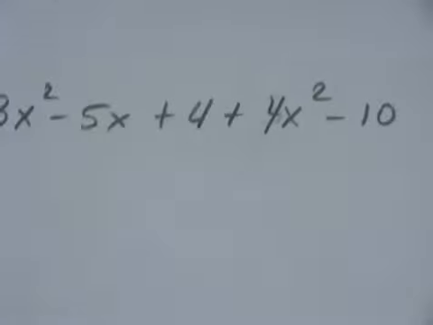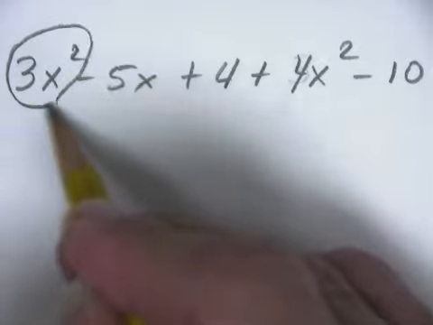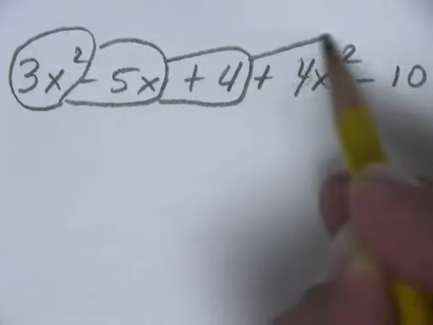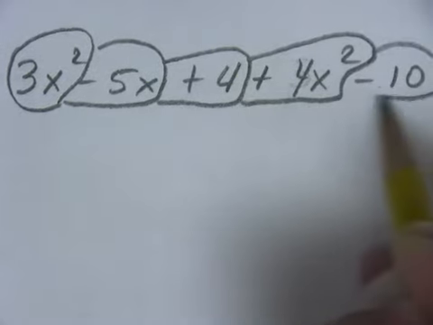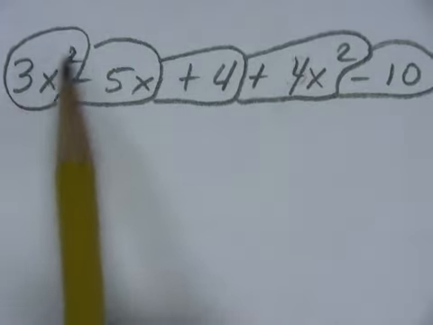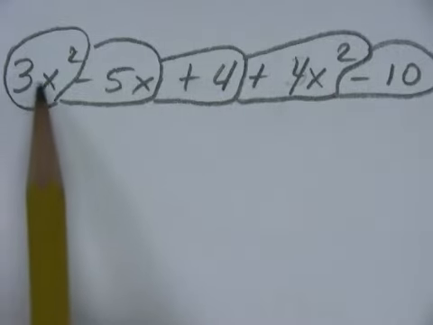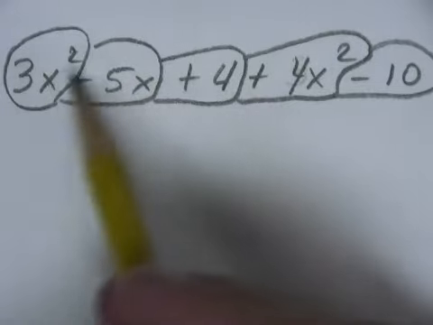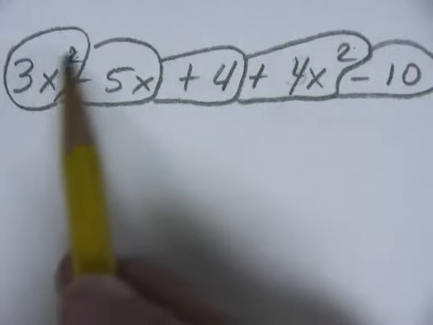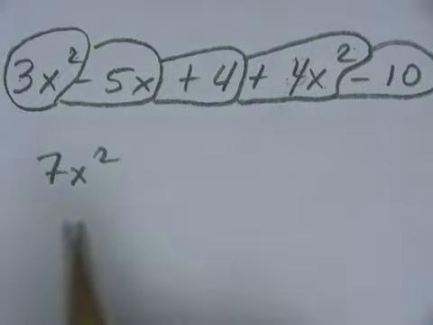Okay, the next one looks like this. First step is to circle terms. Remember, terms are always separated by plus signs and minus signs. So every time you see a plus sign or a minus sign, that's the beginning and the end of a term, and there they are. Okay, in this case, we have terms that have an x squared and an x. And I need to go descending order. Descending order means I'm going to start with the highest exponent. So I'm going to start with the 2's. So I'm going to combine the x squareds. So 3x squared plus 4x squared gives you 7x squared.